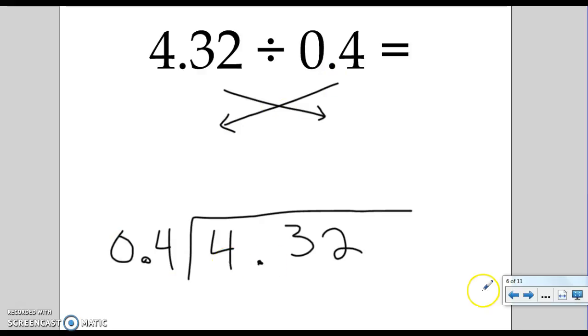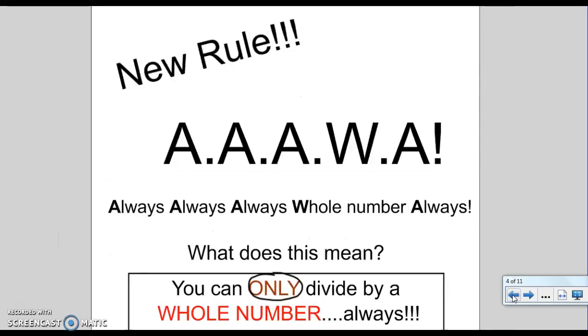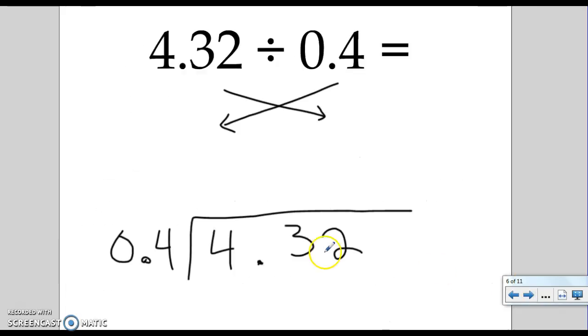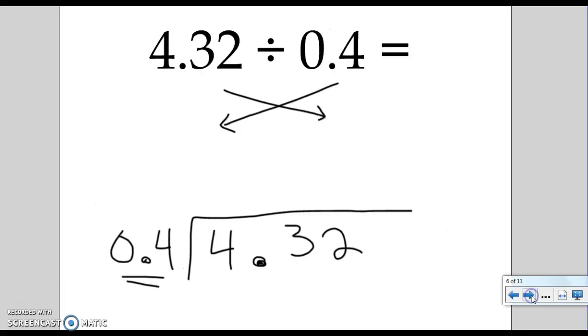And that rule said, always, always, always whole number, always. You can only divide by a whole number. Well, here, we're not dividing by a whole number. Here we're dividing by a decimal. It is not allowed. It is forbidden. So there is a rhyme. If there's a decimal on the side, slide, slide.